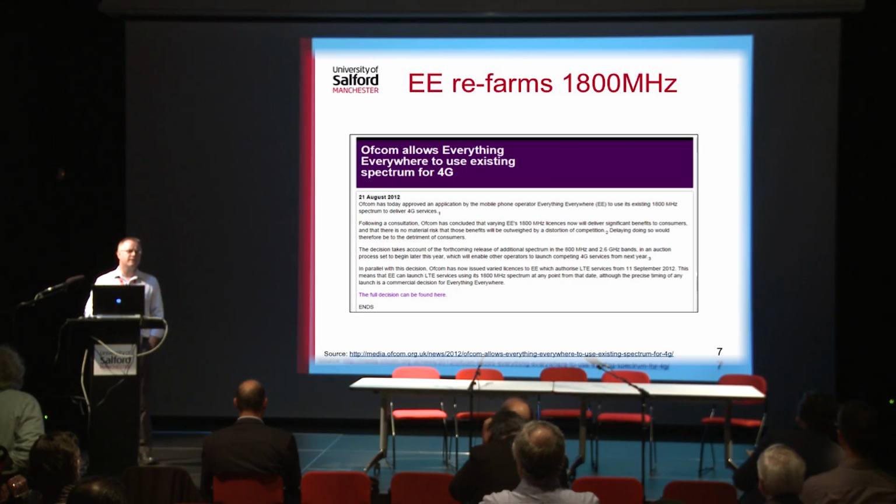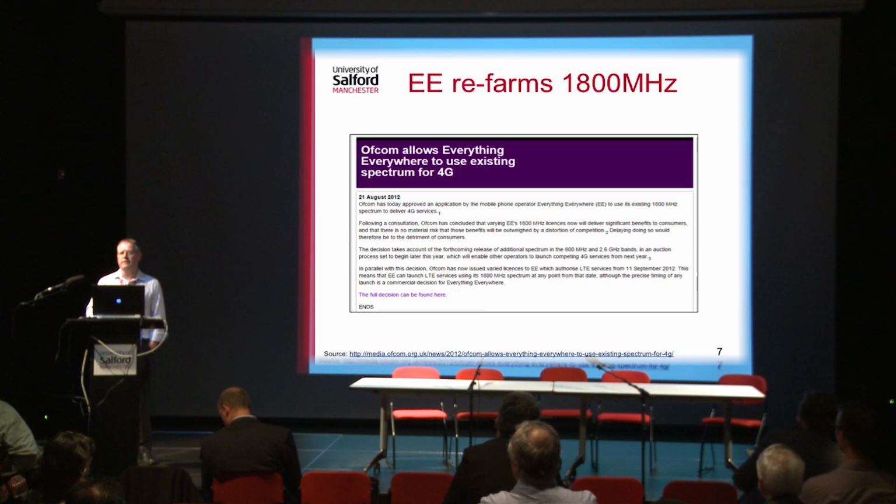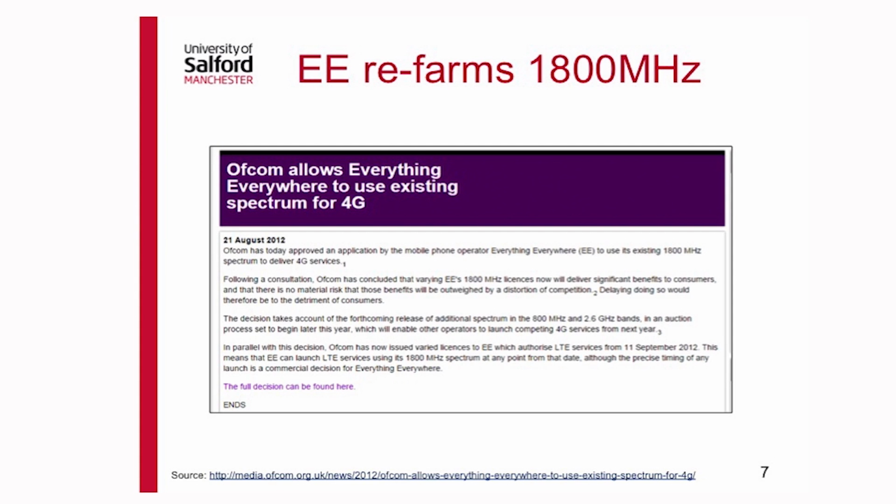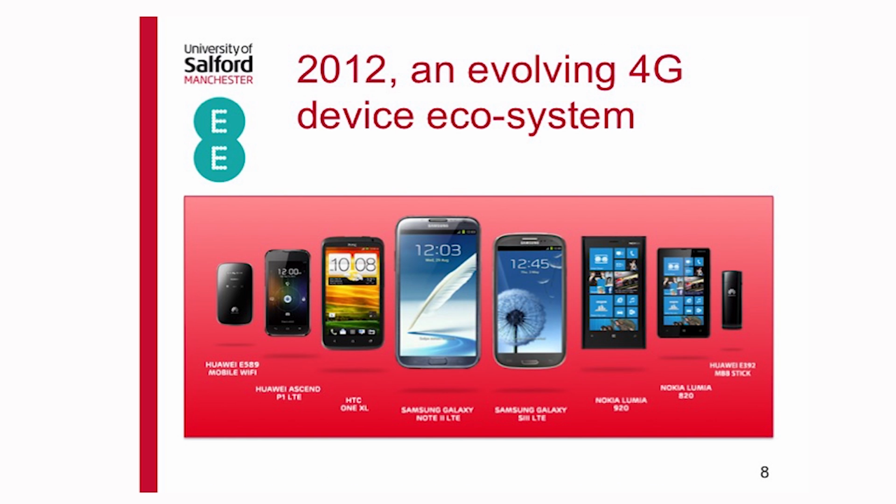And it wasn't a new concept when Ofcom approved this refarming for EE. It had previously approved refarming of 900 megahertz for O2 and Vodafone to use that spectrum, not for GSM, but for UMTS 3G services. So it's going to build on that concept. But this really did drive the 4G ecosystem in the UK.